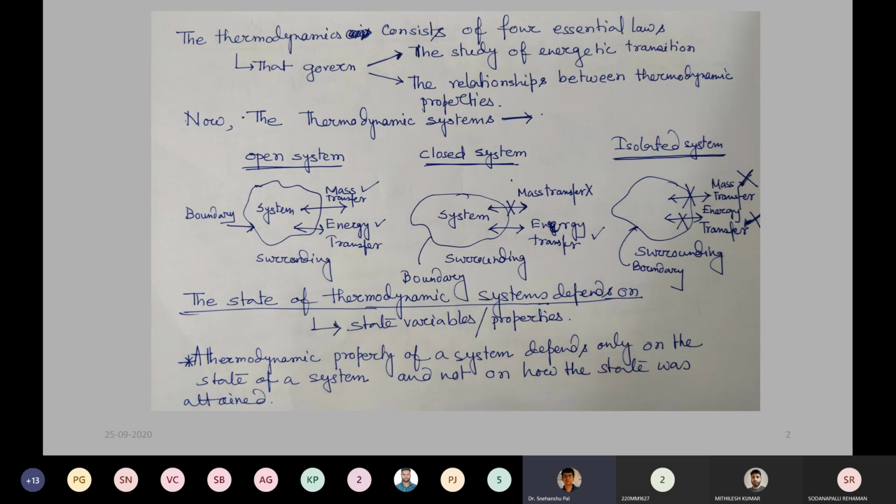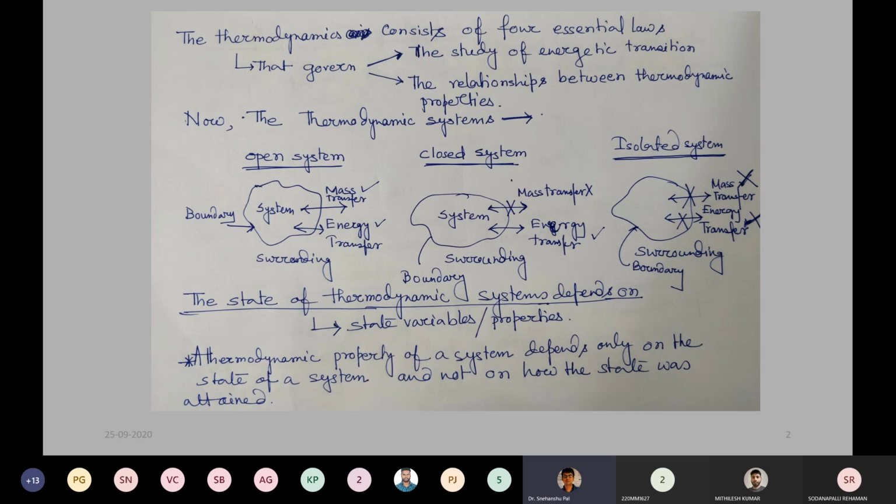What are those state variables? That can be internal energy, entropy, temperature, composition, pressure, volume, or external field. So now we understand that a thermodynamic property of a system depends only on the state of a system, not on how the state was attained. So the path is not at all important with respect to the thermodynamic description of a system.